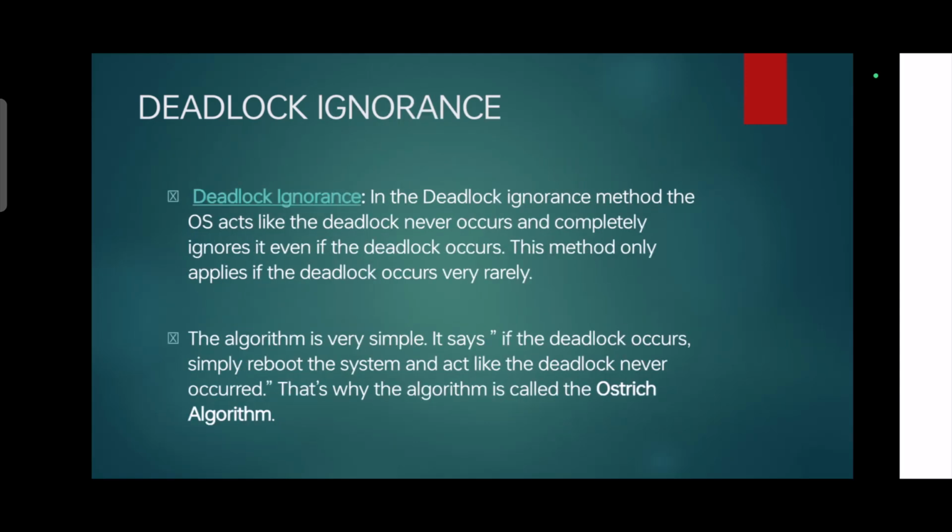Next is deadlock ignorance. In the deadlock ignorance method, the operating system acts like the deadlock never occurs and completely ignores it even if the deadlock occurs. This method only applies if the deadlock occurs very rarely. The algorithm is very simple. It says that if the deadlock occurs, simply reboot the system and act like the deadlock never occurred. That's why the algorithm is called the ostrich algorithm.